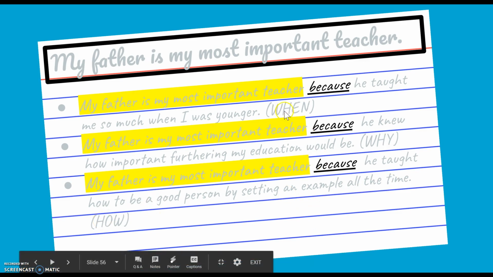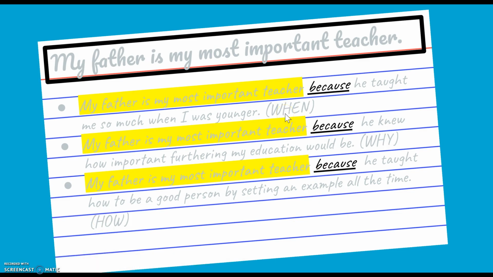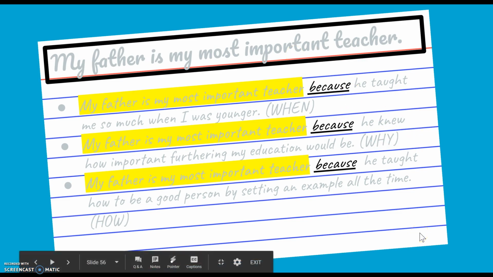So another example I could have used for when is yesterday when I talked about the baseball game. I could have used that here for the when. The why also could have been why I think he's the most important teacher and not the why I thought he wanted to teach me. So you could kind of go separate ways with that.